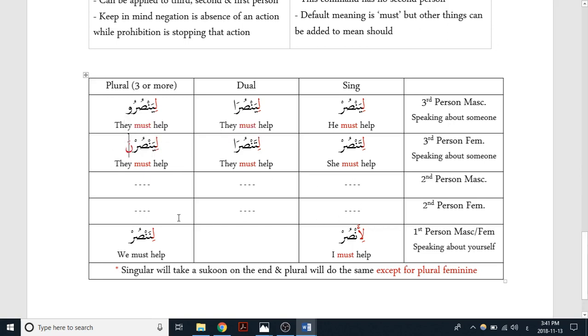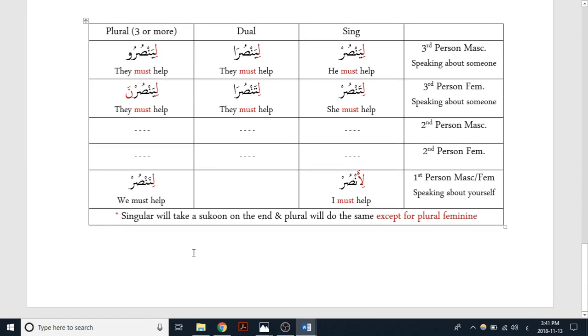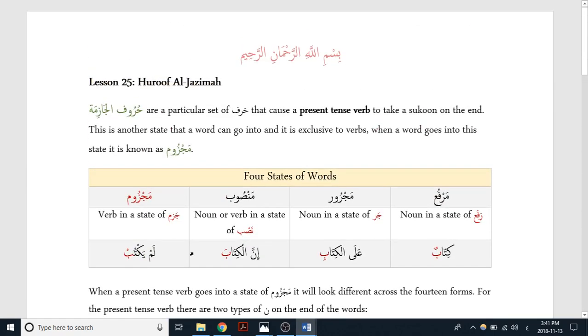And then no second person. You can't use this to command somebody in front of you. There'll be a different one that we'll learn for that, inshallah. Li ansur, which means I must help, and then li nansur, we must help. And yeah, those are the Huroof al-Jazimah.